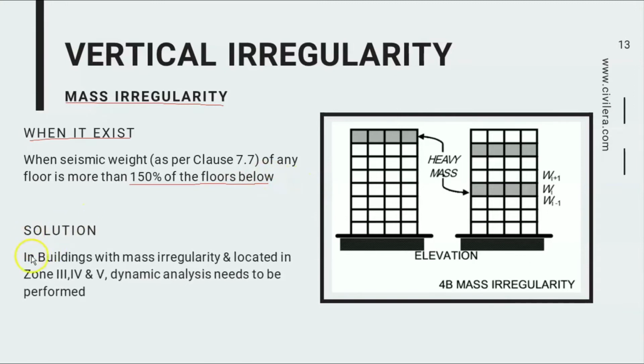So the solution: in buildings with mass irregularity and located in zone 3, 4 and 5, dynamic analysis needs to be performed.